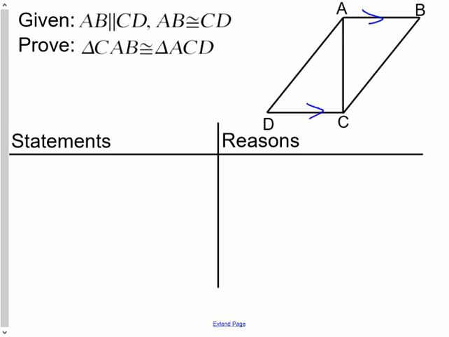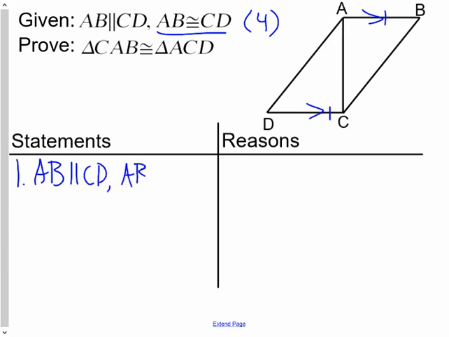Then we also have AB congruent to CD. So these are also equal. And this one's going to be a 4-step proof. Okay. And we've got, again, CAB and ACD congruent. So first, write out your given, AB parallel to CD, and AB congruent to CD.